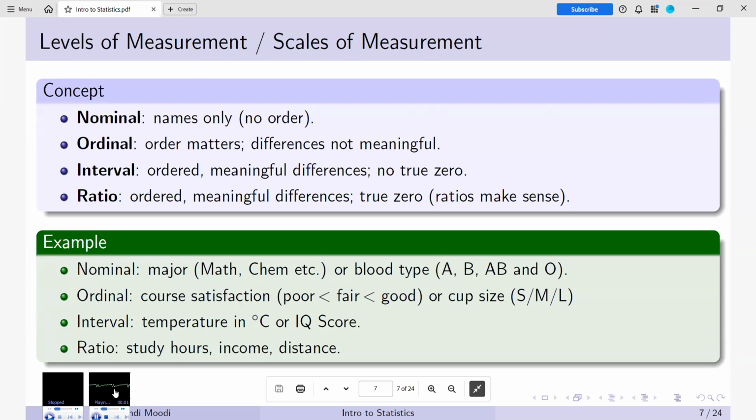IQ is measured on an interval scale. Differences are meaningful, but there's no true zero. So an IQ of 0 doesn't mean no intelligence. It doesn't mean the brain is empty of thoughts.